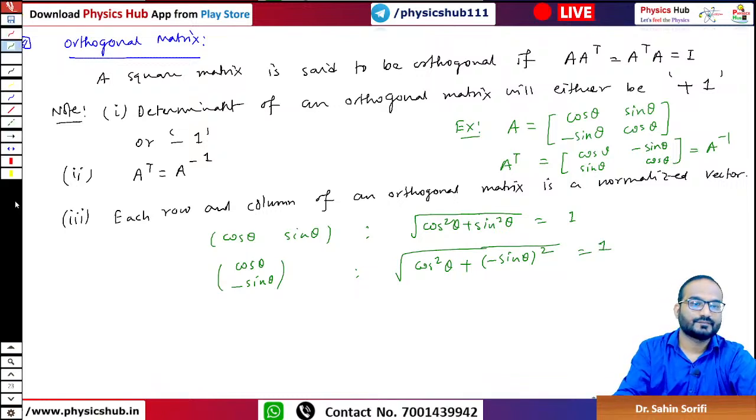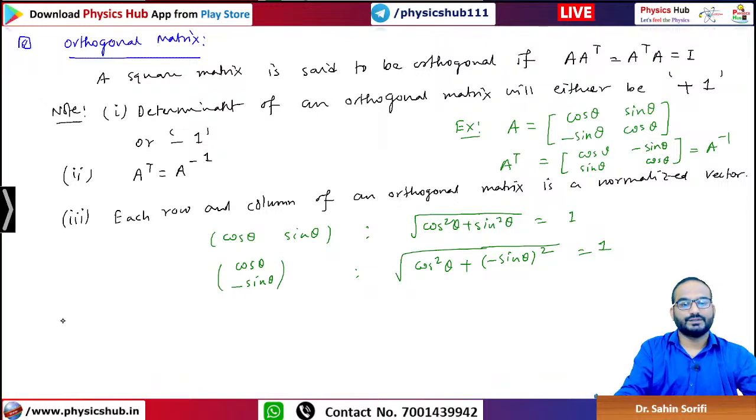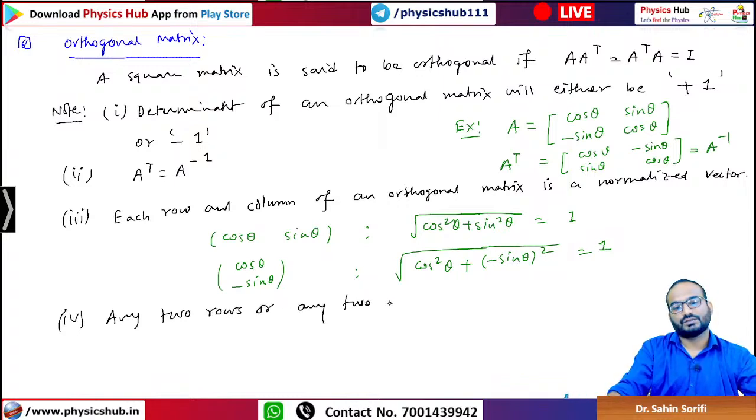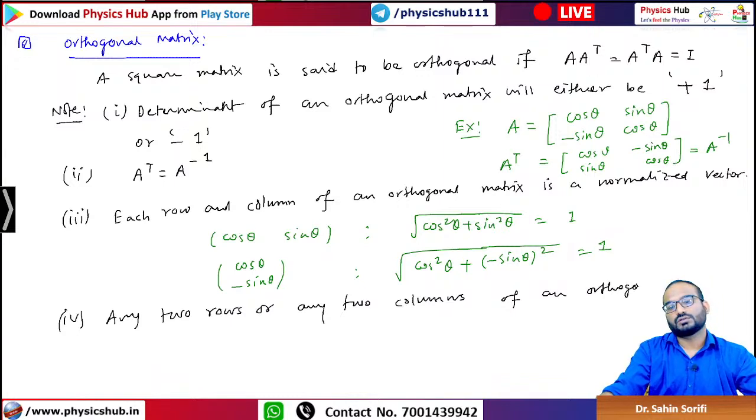Okay. The fourth property: any two rows or any two columns of an orthogonal matrix are orthogonal to each other.